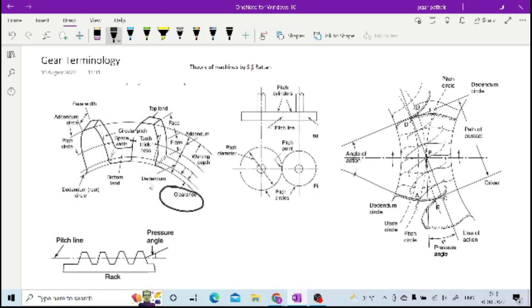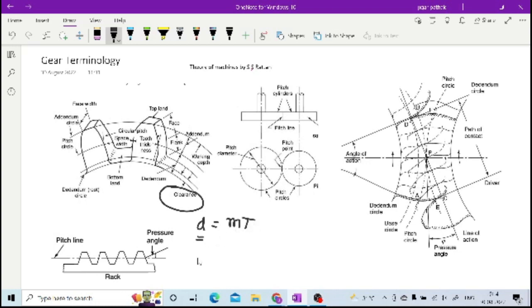That is why clearance is provided, so your addendum and dedendum cannot have the same magnitude. If both have the same magnitude, then you will have interference and jamming, and in order to avoid all this, you have to provide clearance. Apart from that, one important thing is the pitch circle diameter, which is mentioned here.